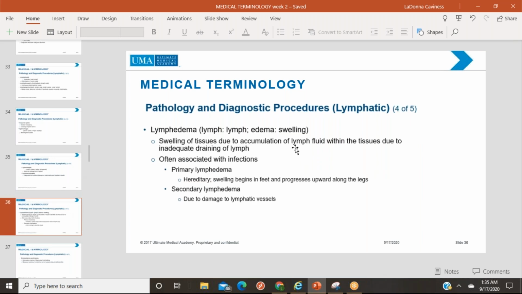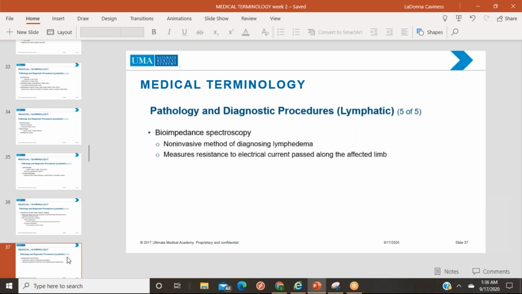Lymphedema, it's swelling of the tissues due to accumulation of lymph fluid within the tissues due to inadequate draining of the lymph. Often associated with infection. Primary lymphedema is hereditary. Swelling begins in the feet and progresses upward toward the legs. Secondary lymphedema is due to damage to the lymphatic vessels. Bioimpedance spectroscopy, non-invasive method of diagnosing lymphedema, measures resistance to electrical current passing along the affected limb.